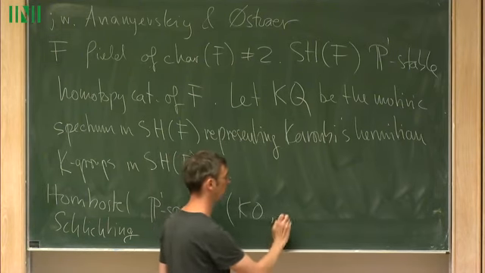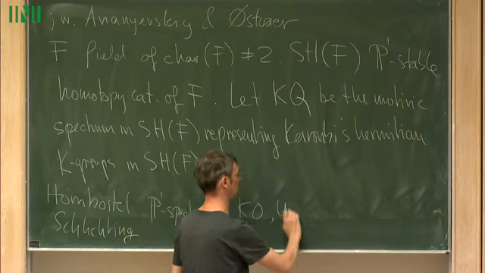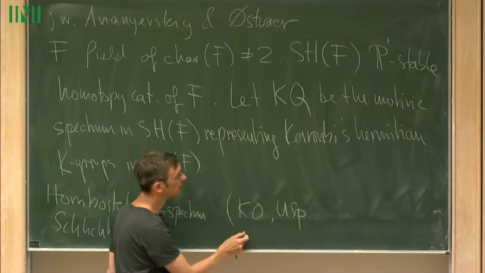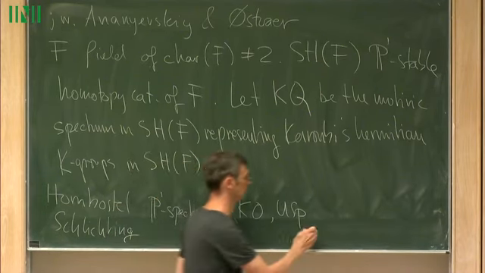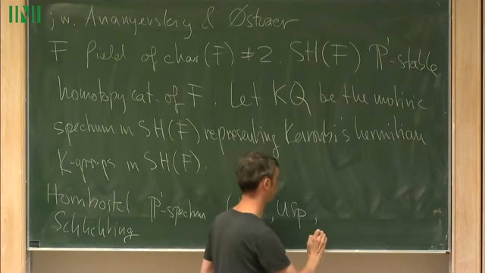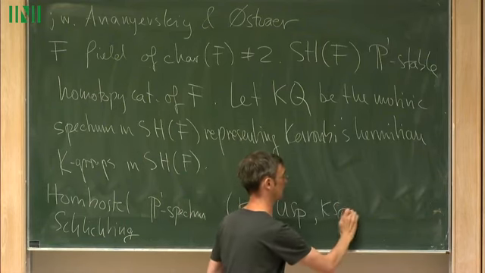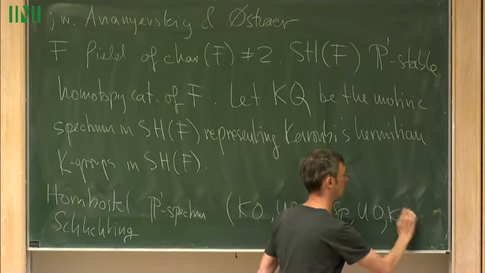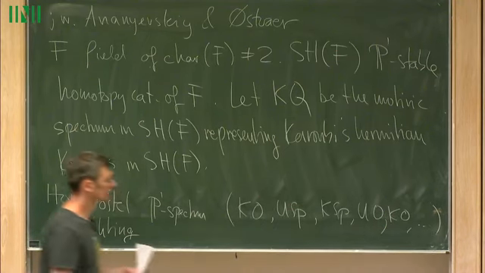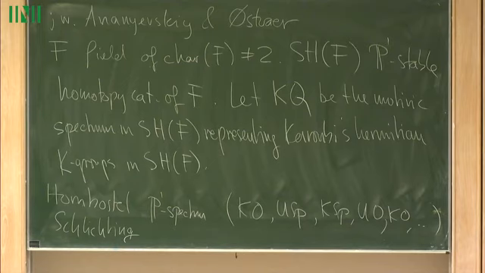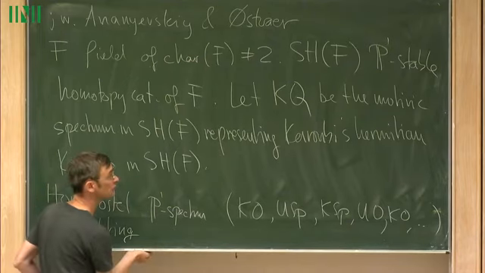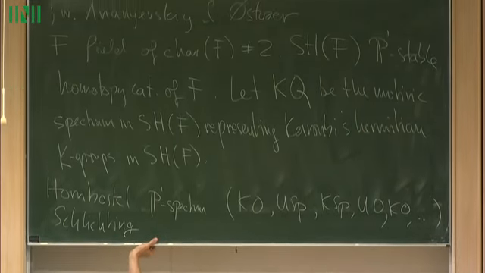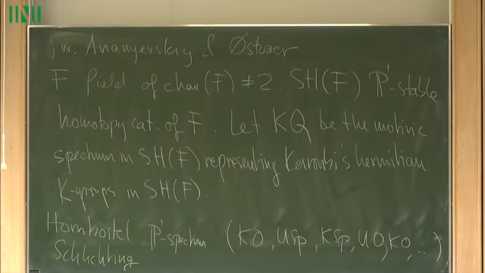And there's a map in the different direction, the hyperbolic map. You can take the fiber of that, and this gives you, for anti-symmetric bilinear forms, some presheaf USp, and then there's KSp, and then there's UO, and then it's periodic from there. And in order to describe these structure maps, one uses Karoubi's fundamental theorem relating these fibers of the forgetful and the hyperbolic map.